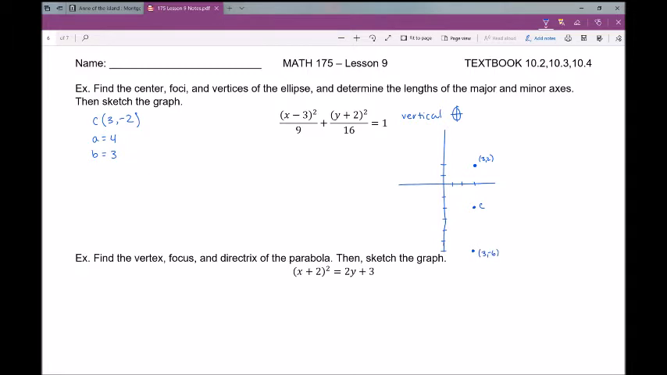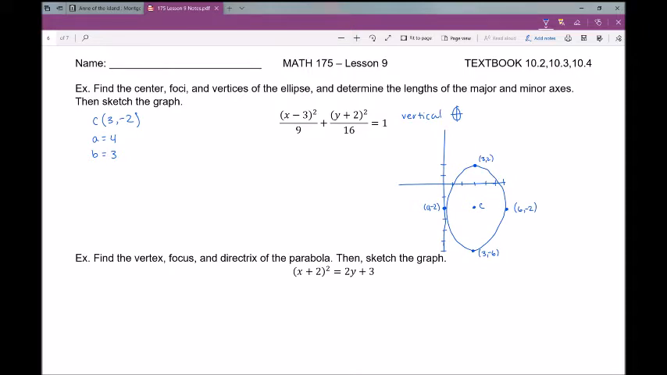Now my minor axis we get by going left 3 units from the center and right 3 units from the center. So we go 3 units to the left, and that will put us at the point (0, -2), and we go 3 units to the right. So that will put us at the point (6, -2). Okay, and so now we have all the points we need to graph our ellipse. So all we need to do is connect these 4 vertices and we get our ellipse.